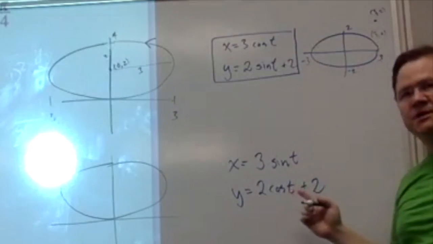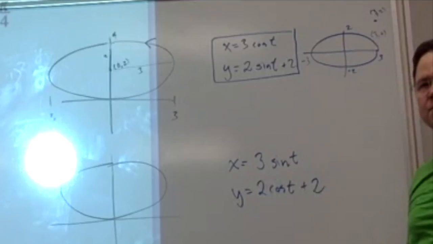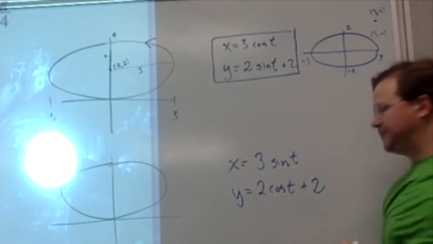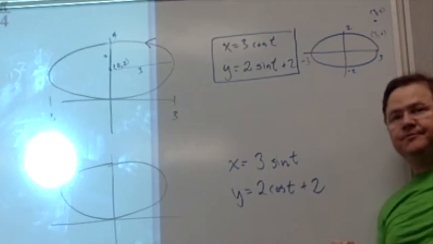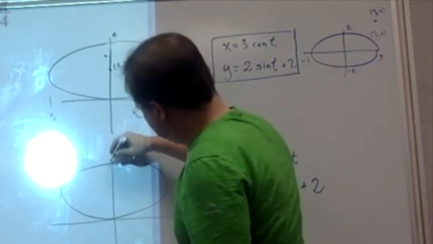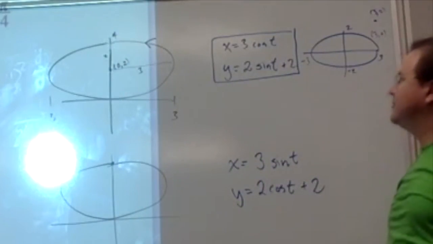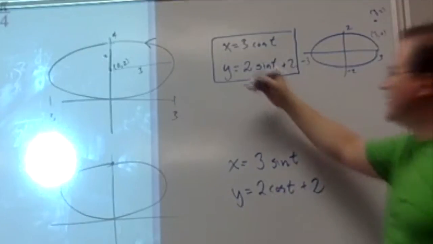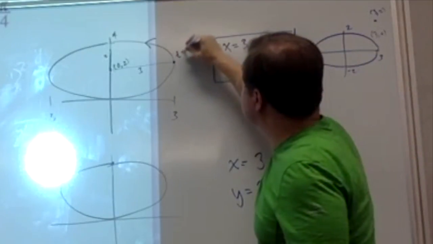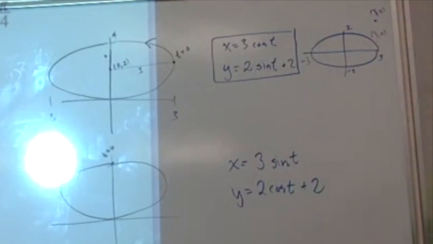Notice that when t equals 0, which point do I get on that ellipse? Sine of 0, so x would be 0. And y would be 4. So this point. But over here, when t was equal to 0, you got that point. These are different parameterizations, but the same curve, just a different orientation.